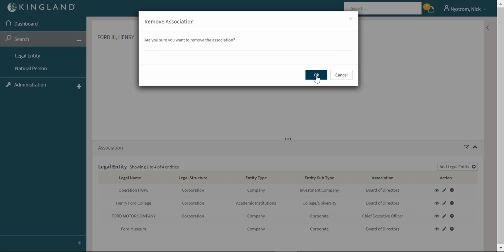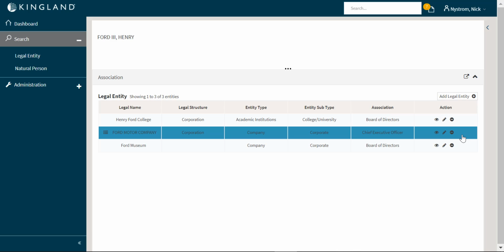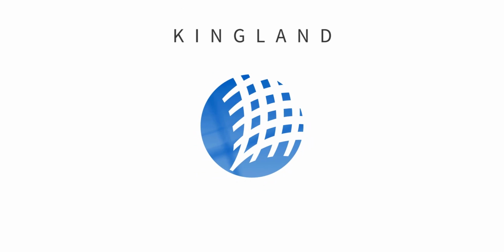Ford's updated associations. The Kingland EDM platform suite relieves the burden of managing different types of data, and organizations can finally have a single source of truth by connecting people, applications, and processes with reliable data and analytics.